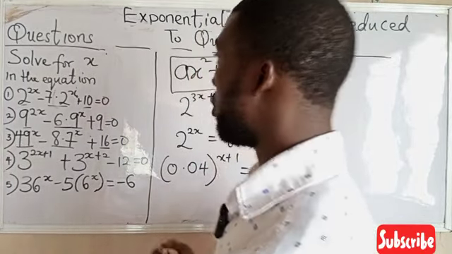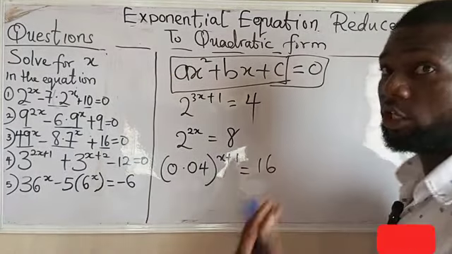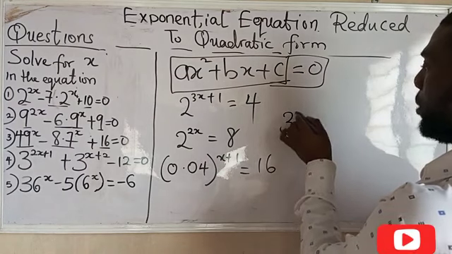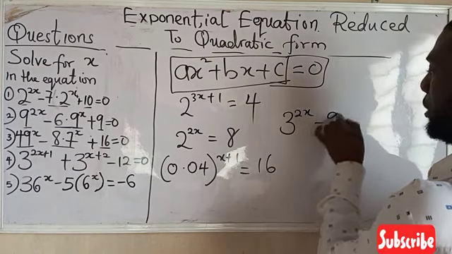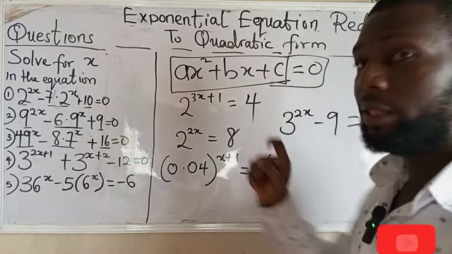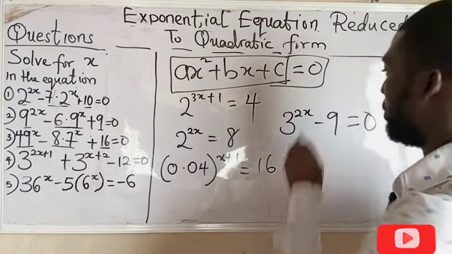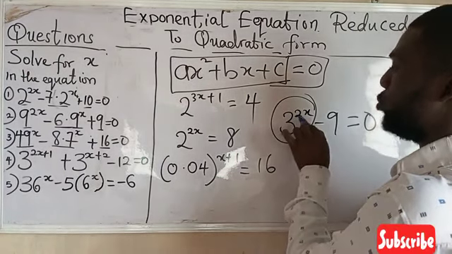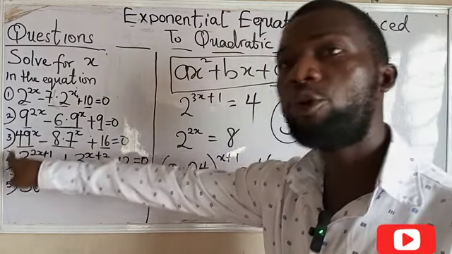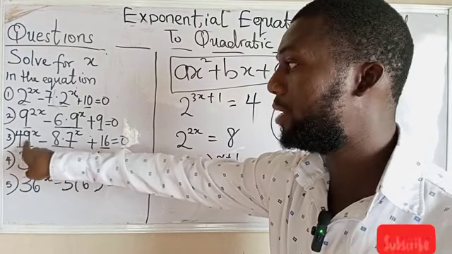However, you may come across questions that are in the form of 2 terms. That is also an exponential equation reduced to a quadratic equation, like 3 raised to power 2x minus 9 equals 0. But there is one thing that makes it exceptional, and that is what? That the first term is raised to power 2 something, or the number is such that you can easily find the square of it. For example, now this is 49.